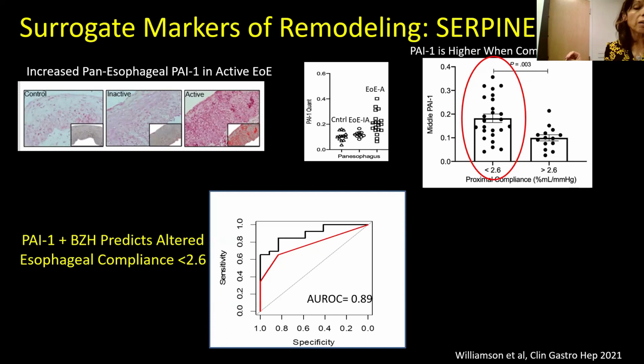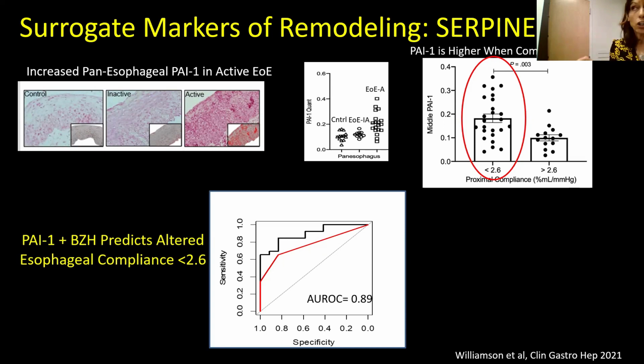A lot of us are looking for surrogate markers so that everyone doesn't have to get a FLIP, because that's definitely not realistic. Everyone is not going to get a FLIP. Catheters are expensive. It adds time to the endoscopy. So PAI-1 is the same thing as SERPINE1. It's plasminogen activator inhibitor 1.